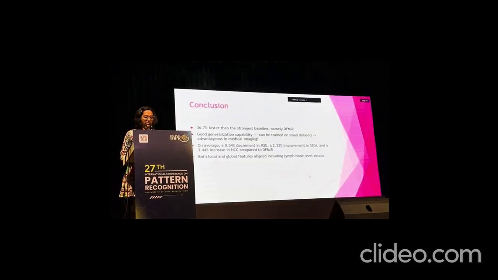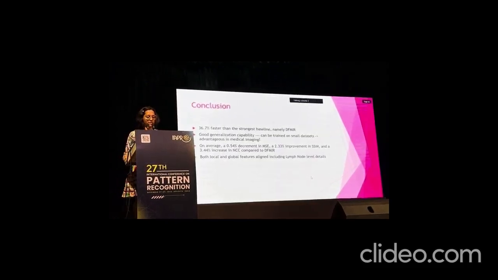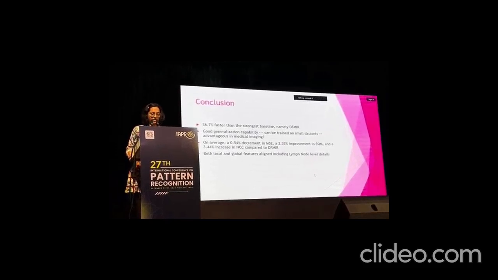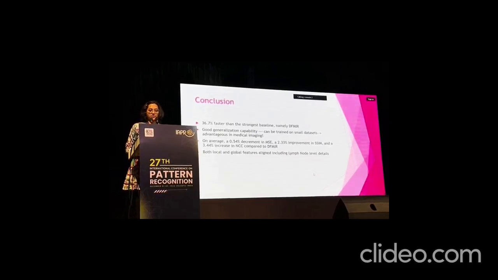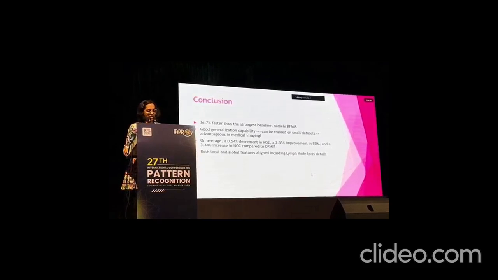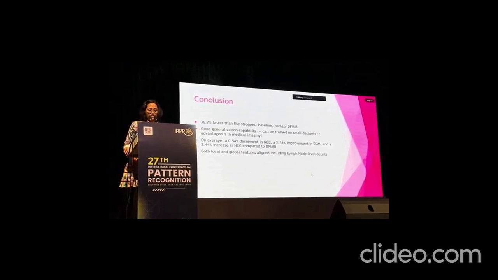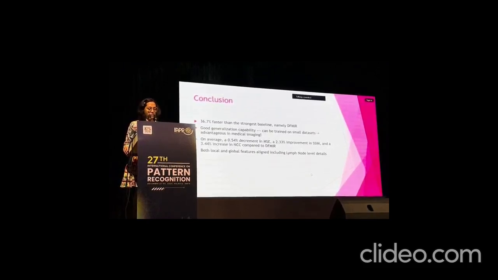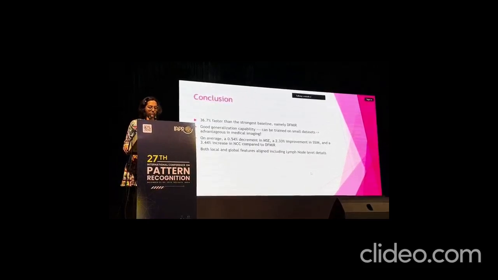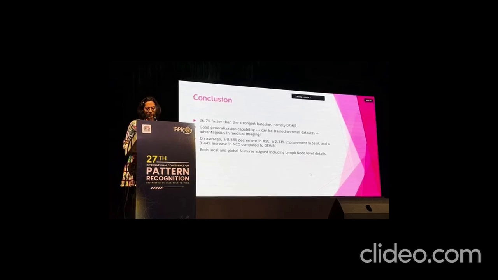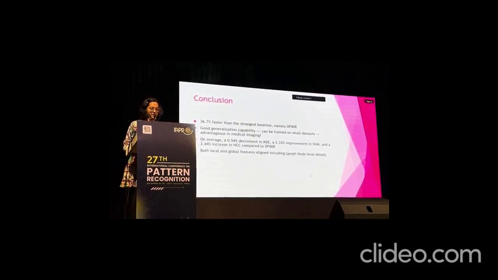So the conclusion is we have used some dropout layers and a StyleGAN2 generator network, which improves the training speed by 36.7% over DFMIR, and it has very good generalization capability because it can be trained on a very small data set. And these are the statistical improvements over the best performing competitive model, DFMIR. We have also proposed this local-global feature correlation and the super resolution loss function to retain the lymph node level details.